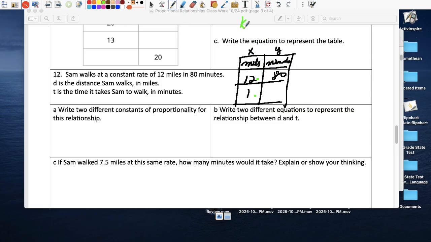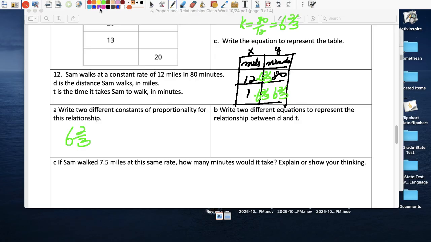So we're going to do k, 80 divided by 12, which is going to equal 6.66666. So I'd rather write that as 6 2/3. So 1 mile, how long does it take for him to walk 1 mile? It's 6 2/3 of a minute. Everybody okay with that? So keeping that, right? So the constant of proportionality going that way, from miles to minutes, in terms of minutes, would be 6 2/3.